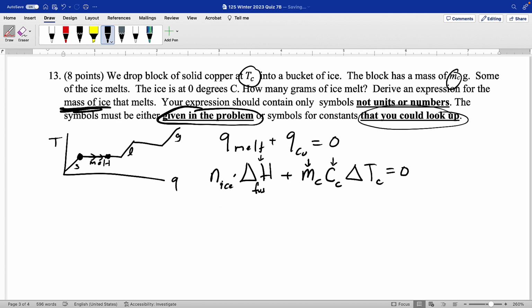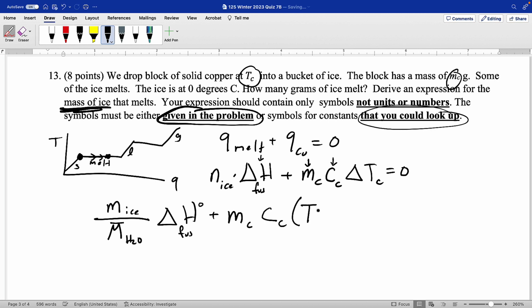What about the moles of ice? Well, moles of ice would be mass of ice divided by molar mass, and then we could look that up. So let's expand this a little bit. So we've got mass of ice divided by the molar mass of water. And we could use any symbol we want as long as I know what you mean, that's fine. We've got delta H of fusion. And then we've got mass of copper, heat capacity of copper. And we've got T final for the copper minus T initial for the copper. And the initial temperature of the copper, which is this TC that was given, is equal to 0.